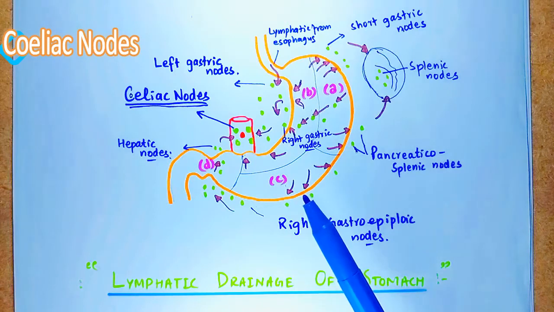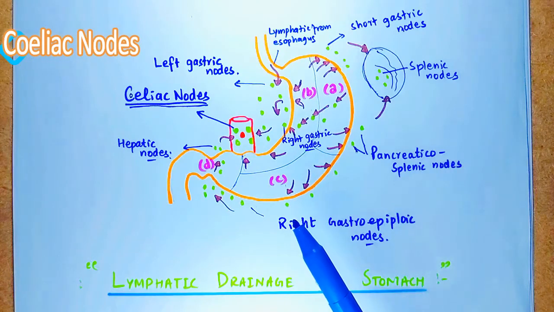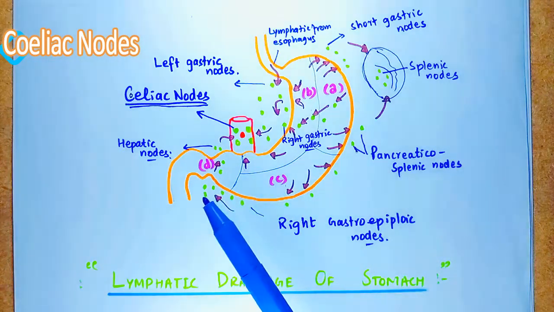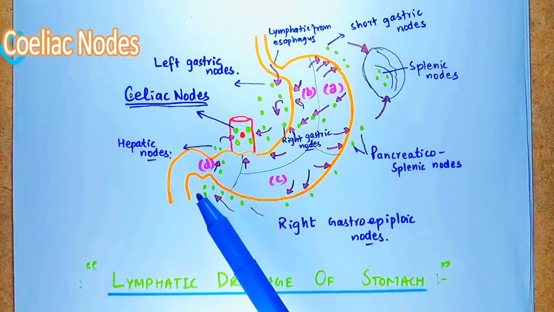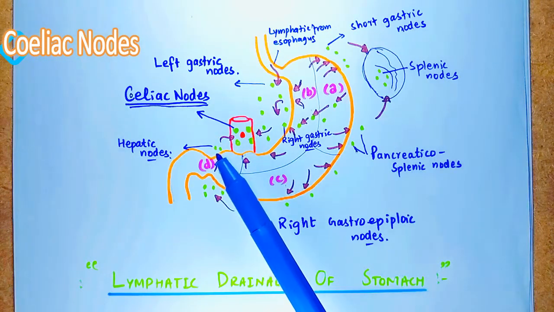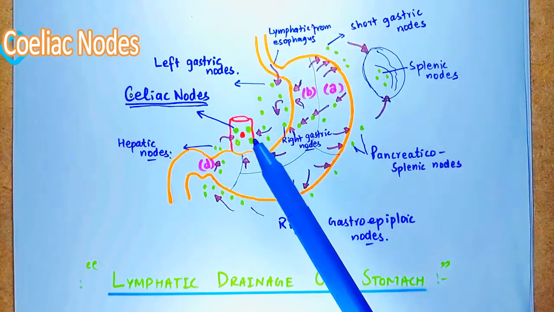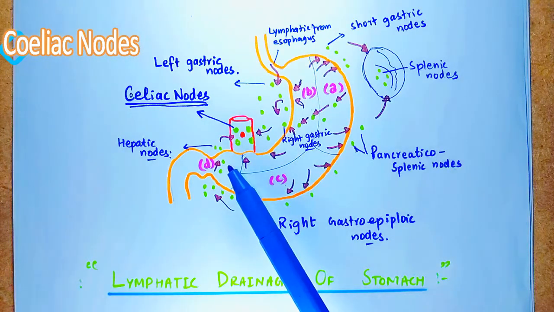Number 3 is area C. Area C is the lower part of the left one third, which drains into the right gastroepiploic nodes lying along the right gastroepiploic artery. Lymph vessels arising in these nodes drain into the subpyloric nodes, which lie in the angle between the first and the second part of the duodenum. From here, the lymph is drained further into the hepatic nodes that lie along the hepatic artery and finally into the celiac node.